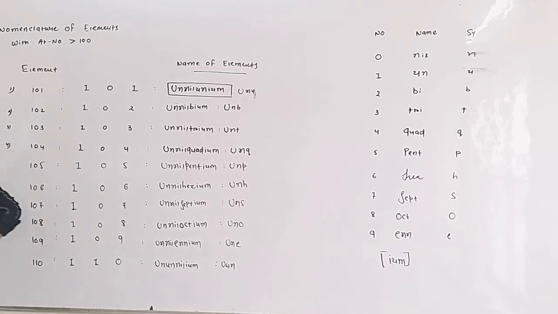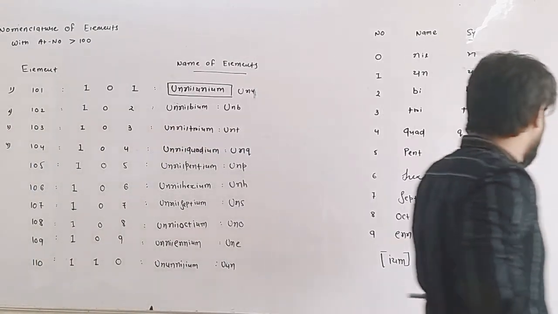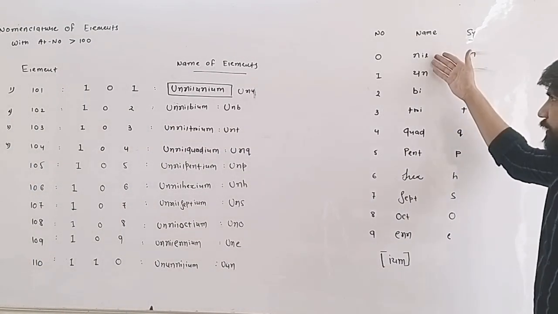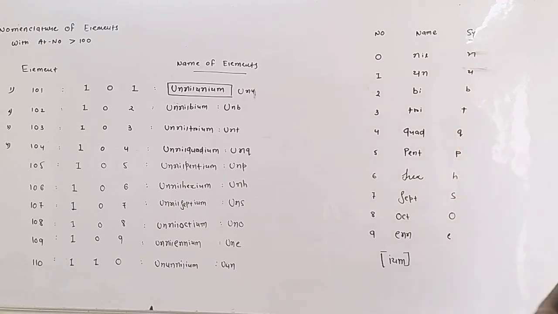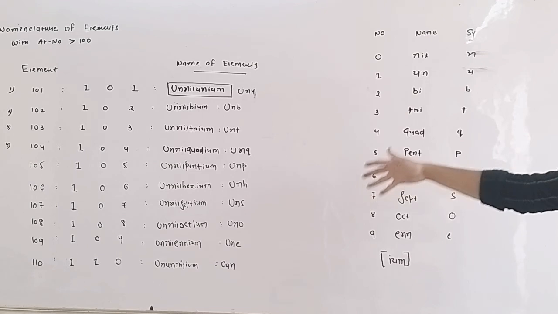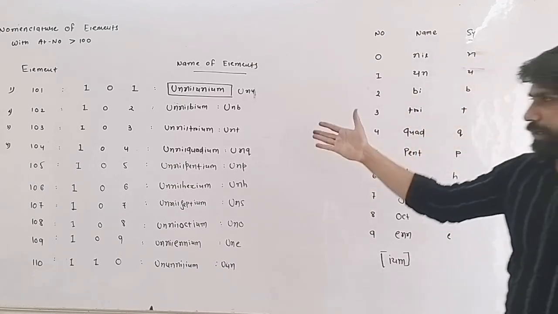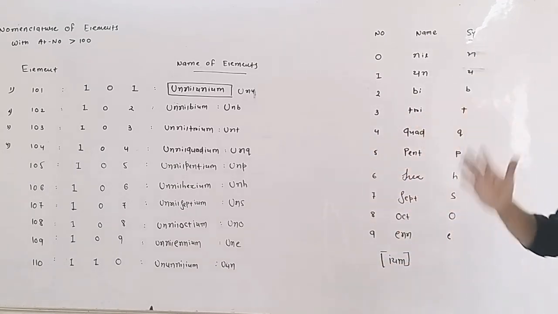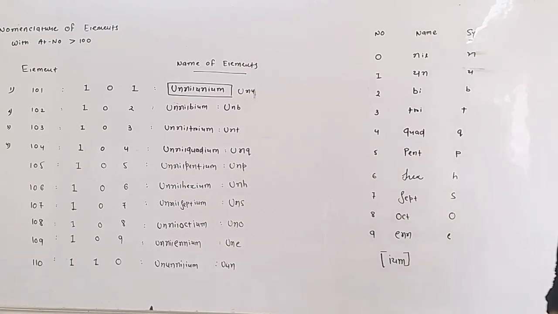Fine. Note it fast. Complete it. That is the element root that you have to remember: nil, un, bi, tri, quad, pent, hex, sept, oct, and enn. Then you have to use it and add ium. And that is a symbol. So you have to make a symbol from the first letter of each root. Okay? So 110 we have completed. Next we move towards 111, then 112 to 118.